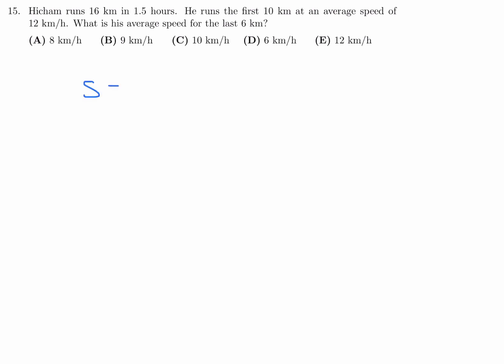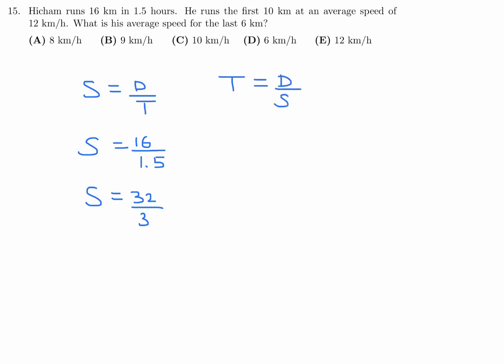We're going to use speed is equal to distance over time. And therefore, speed is 16 over 1.5, and that is the original calculation for this question. 32 over 3 would be the fractional way of representing that. Now, we can manipulate this formula and use time is equal to distance over speed.